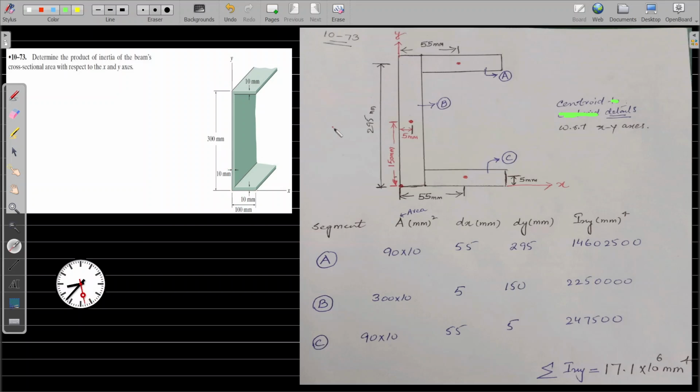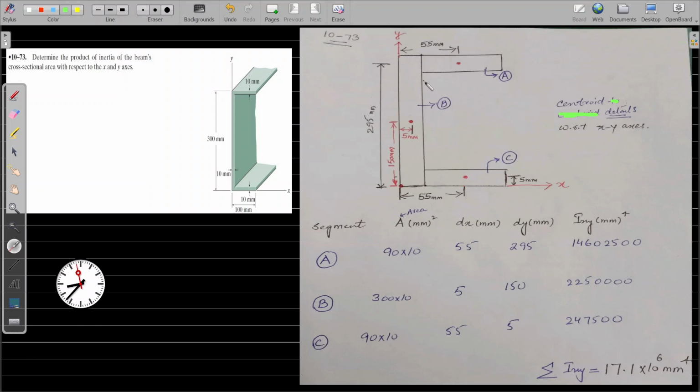Since we need to calculate the product moment of area, it is important that we give this flange the symbol A, this flange the symbol B, and this flange the symbol C. So let's calculate the product moment of area. We know for flange A, the centroid is located at this point, and for flange C, the centroid is also located at this point.